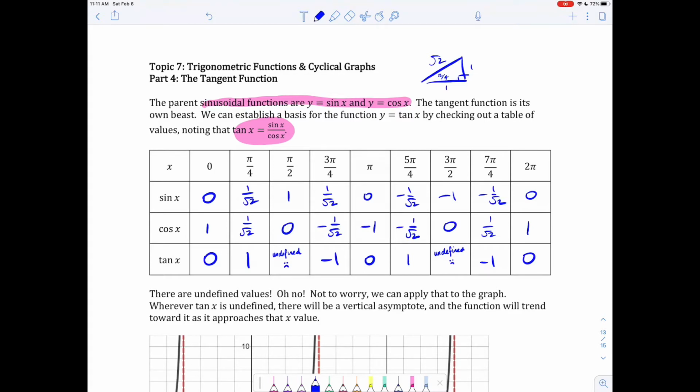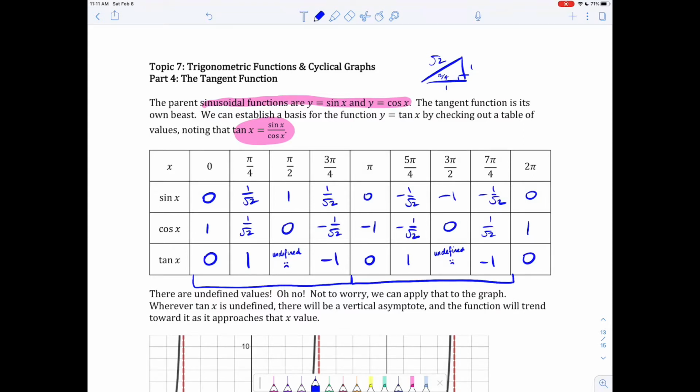We can plot the point 0, 0. We can plot the point pi over 4, 1. And we can plot these other points, 3 pi over 4, negative 1, and pi, 0. And then a pattern comes to be. We actually see that there are two cycles in here. From 0 to 360, this pattern happens twice. 0, 1, undefined, -1, and does it all over again.